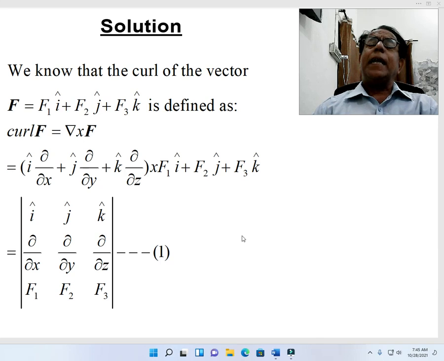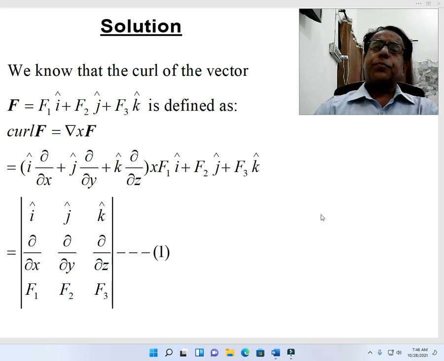this thing, that is nabla cross f, is written in this form, that in the first row we write unit vectors. Okay. I, j, k. In the second row we write partial over partial x, partial over partial y and partial over partial z, while in the third row we write f1, f2, f3. Okay. Equation number 1. Okay. This is the definition of curl. Okay. That is nabla cross f or del cross f. Okay.